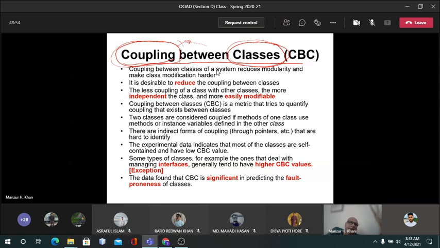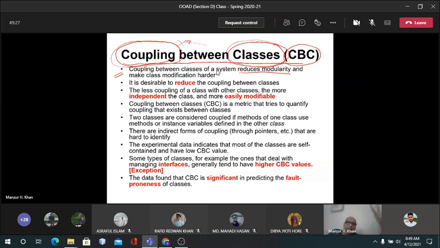So now let's read. In case of CBC, one variation that you'll see is that in DIT and NOC, WMC, we calculated a quantity, but for CBC, it is almost close to impossible to calculate the actual CBC value. So it is always an approximation. Okay. So let's see. Coupling between classes of a system reduces modularity.